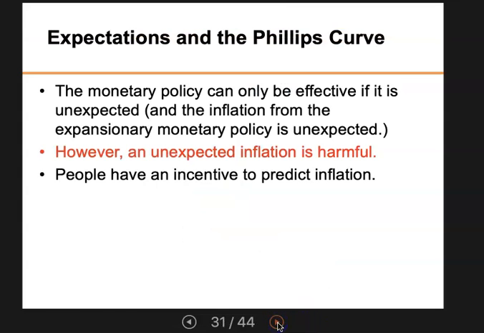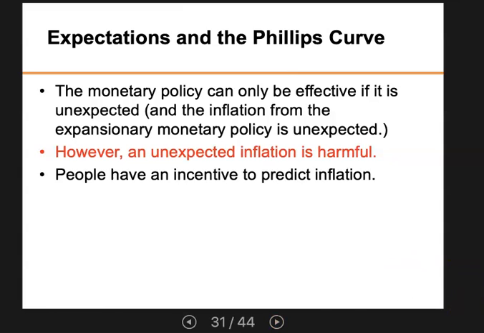The monetary policy, again, I'm going to repeat myself, can only be effective if it is unexpected, and the inflation rate from the expansionary monetary policy is unexpected. However, unexpected inflation is harmful. So people have an incentive to predict inflation as closely as possible. They try their best to do so, right?